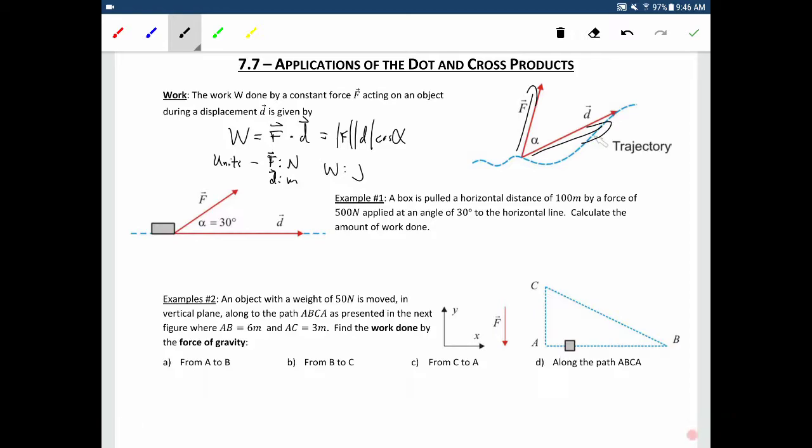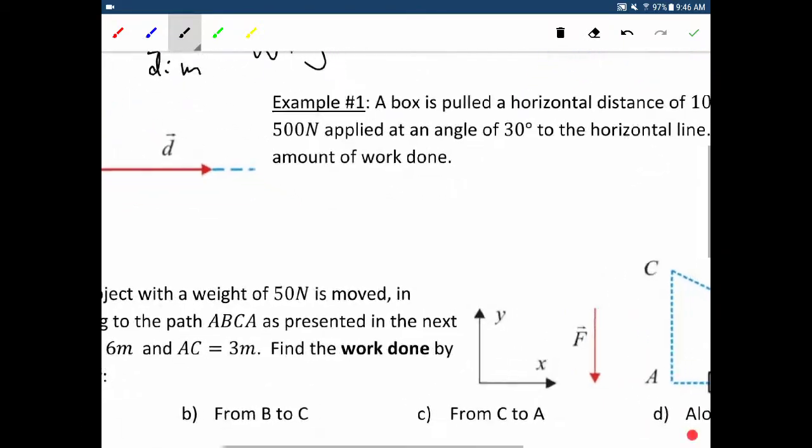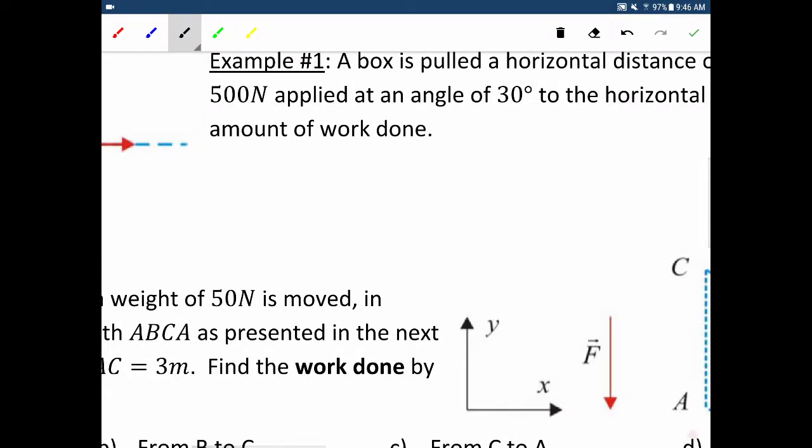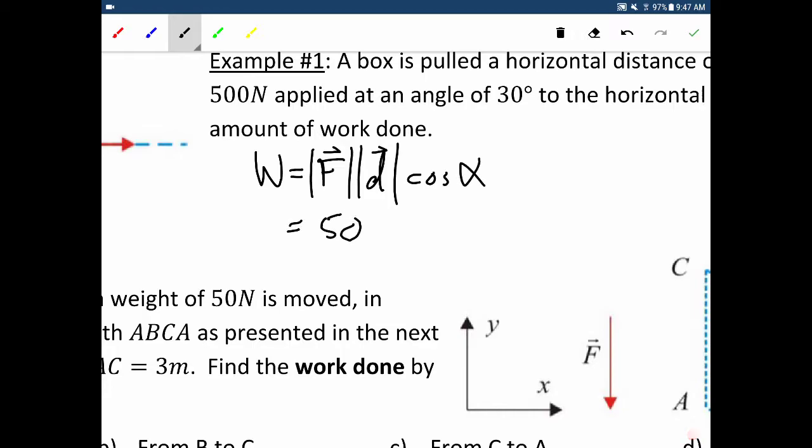Let's take a look at an example of how this would work. We've got a box being pulled a horizontal distance of 100 meters by a force of 500 newtons applied at an angle of 30 degrees to the horizontal line. We're going to calculate the amount of work done, which is fairly straightforward, because we can just say work equals, and I'm going to use this version of the formula, the magnitudes times the cosine of the angle. So I get 500 times 100 times cosine of 30.